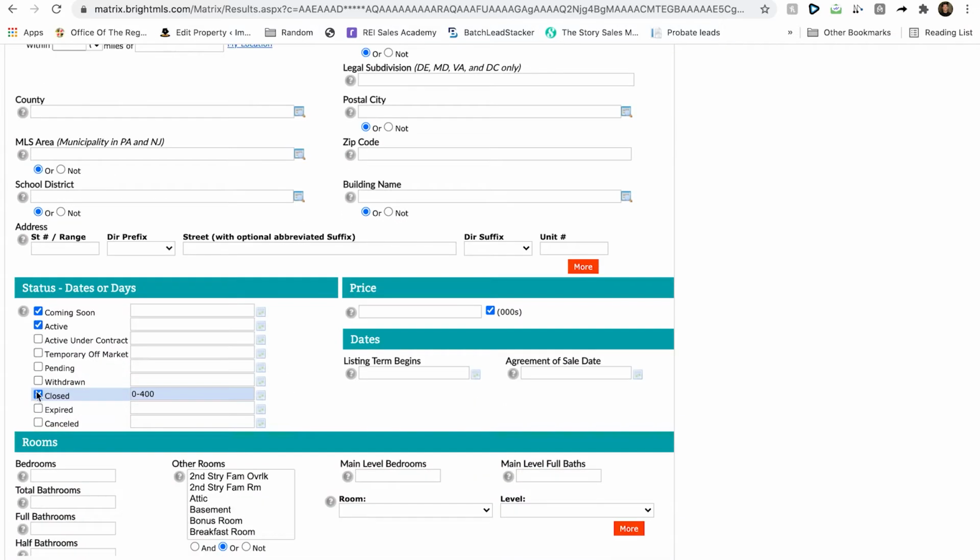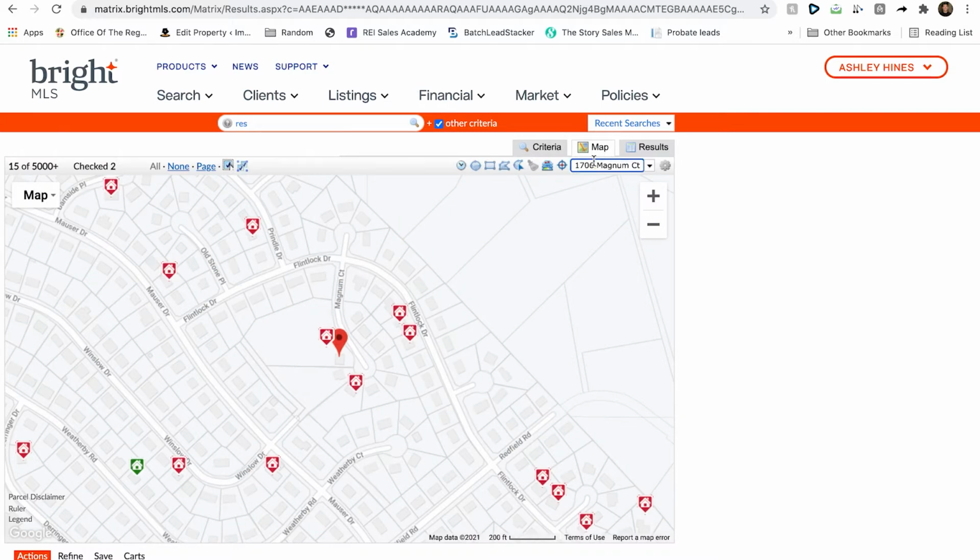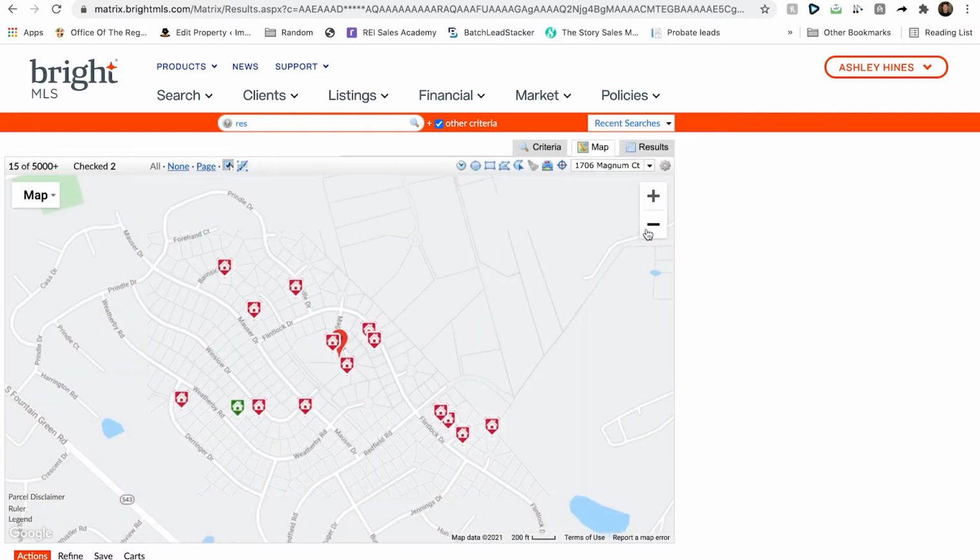Coming soon, active, except I'm going to go closed 400 days. This is just a standard procedure for me. And then I'm going to go up to map. I have the same address typed in, so you can see the differences and the similarities in how we comp: 1706 Magnum Court. I'm going to zoom out just a little bit.